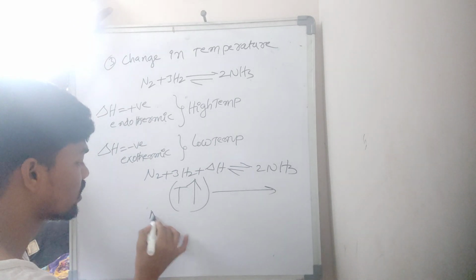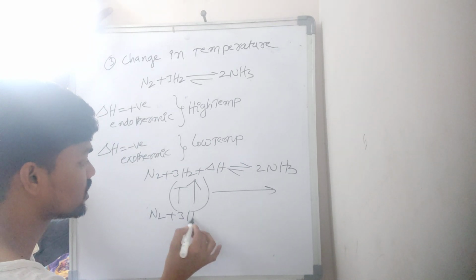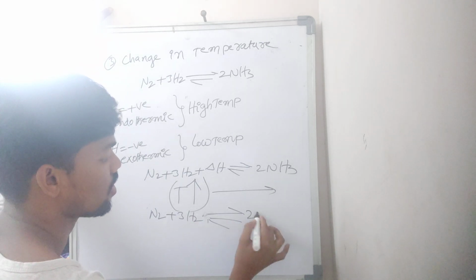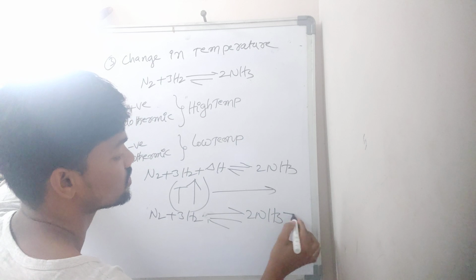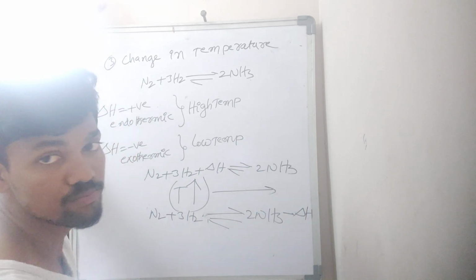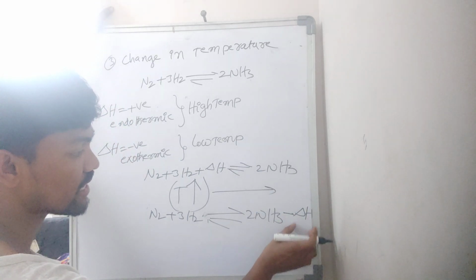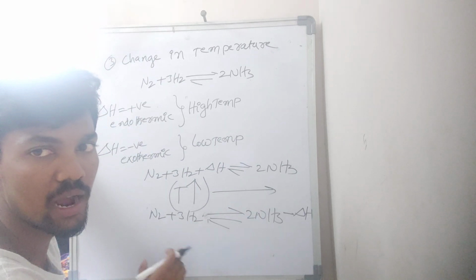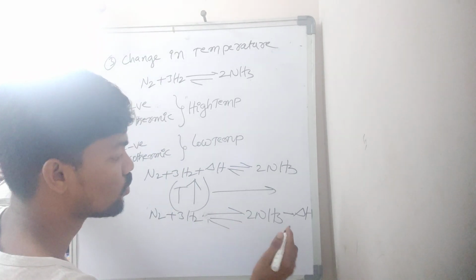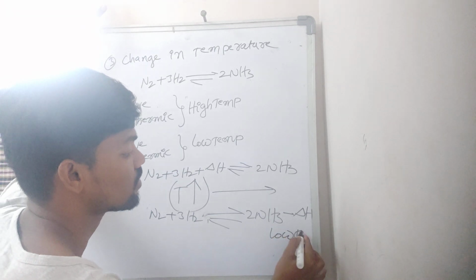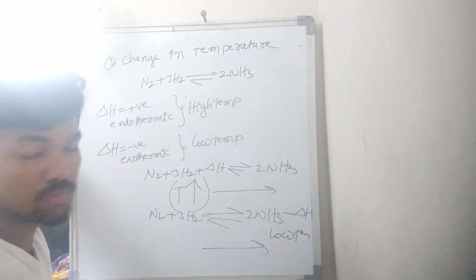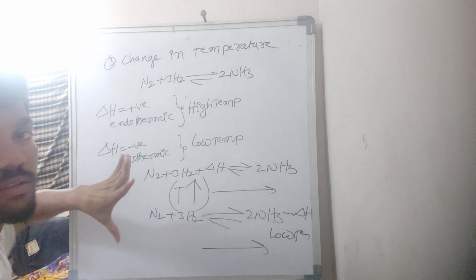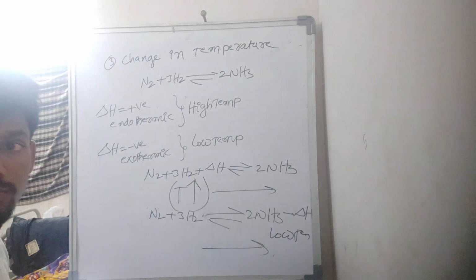Same thing, N2 plus 3H2 gives 2NH3 with minus delta H. It means delta H is there. If delta H comes to this part, delta H plus delta H is there. Same. Here high temperature, here low temperature. With low temperature, the forward reaction takes place. Understand? Forward reaction takes place. These are the main concepts.